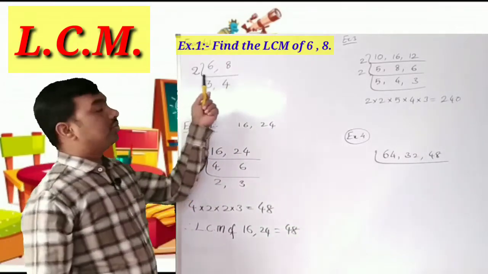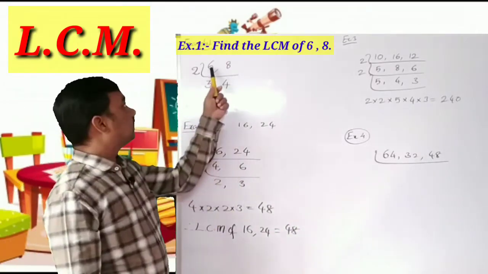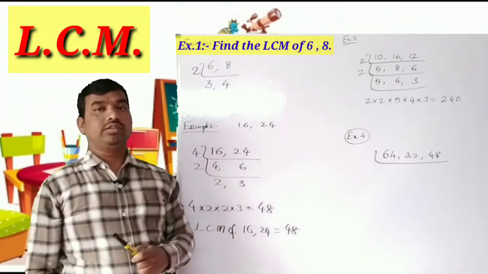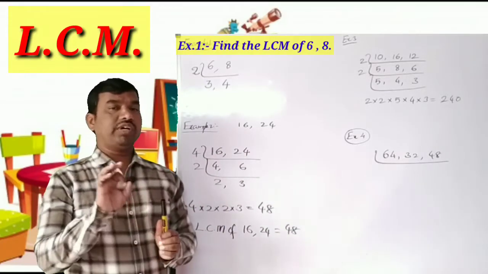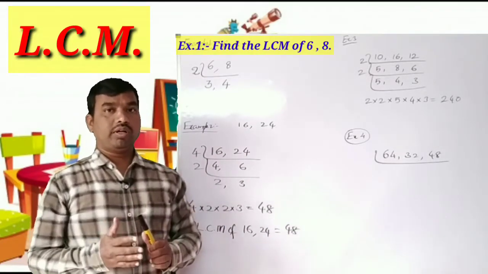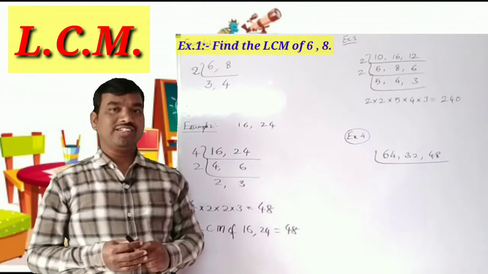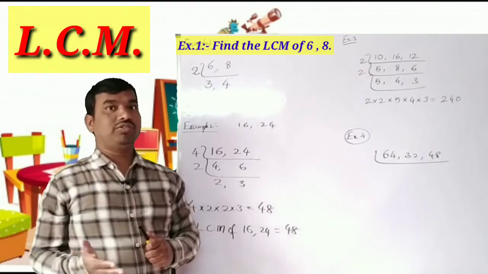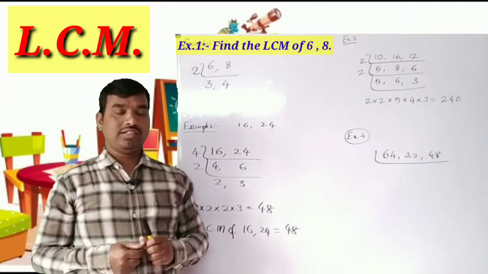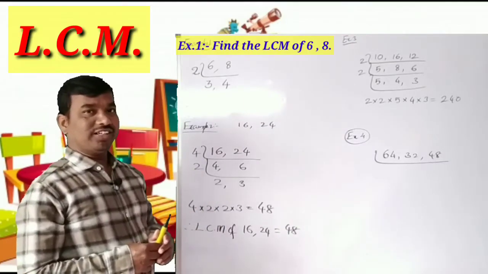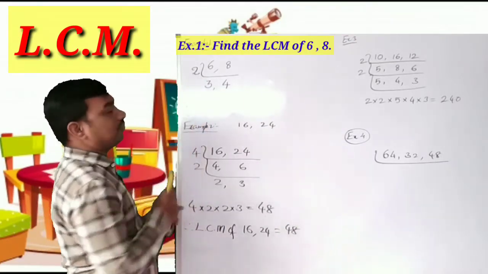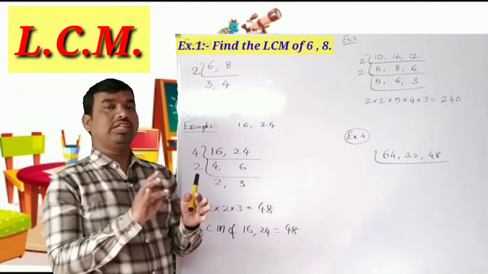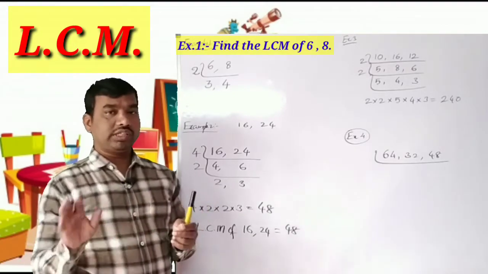Here we should take the division method. 6, 8. Like this we have to write. Same as the prime factorization method. Do you know prime factorization? In the previous class we learned about that. Please watch that video before watching this. Okay. So first you take 2, 3, 4, 5, 6, 7, like this in order we have to take.